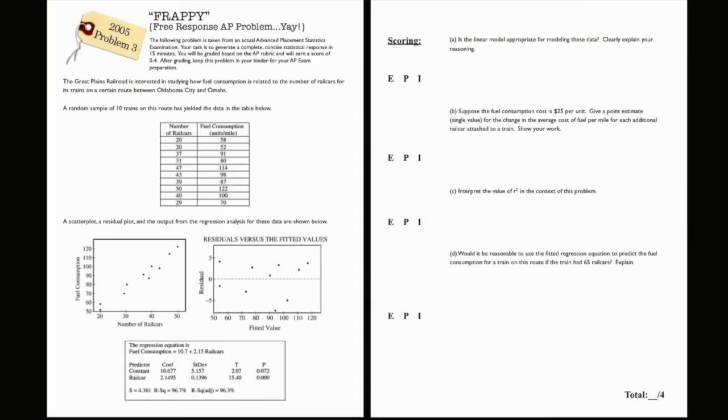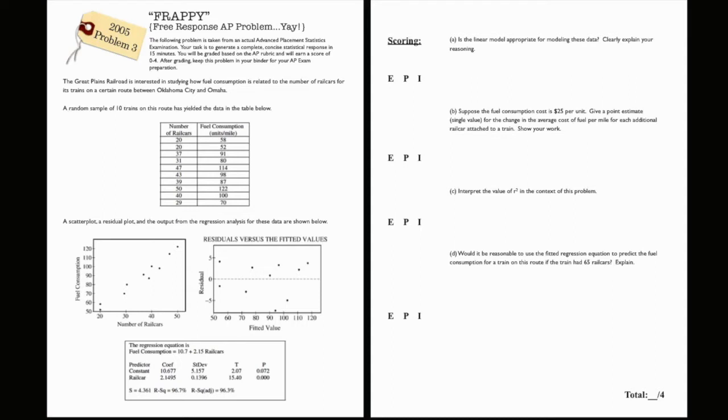2005, number 3. This is a little bit more about linear regression and correlation. When we look at linear modeling, we really try to determine if linearity is appropriate by using one of a few things. Number one, I can look at the scatter plot. I can look at the residual plot.